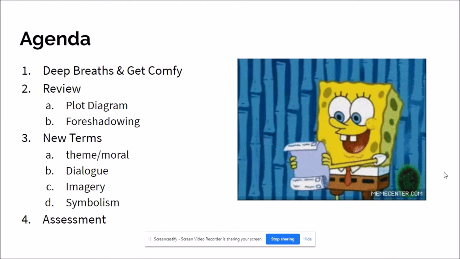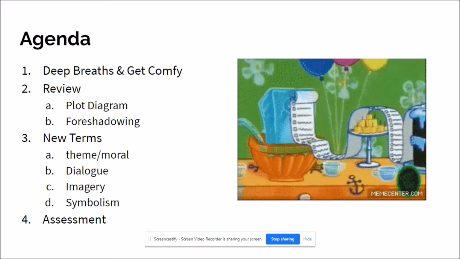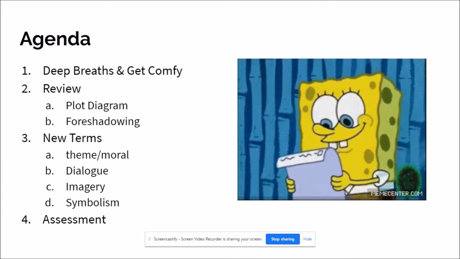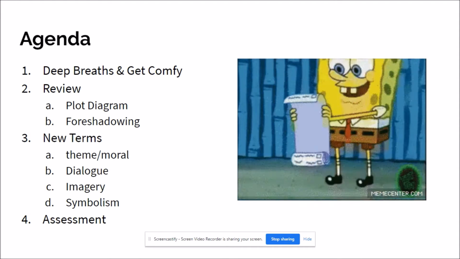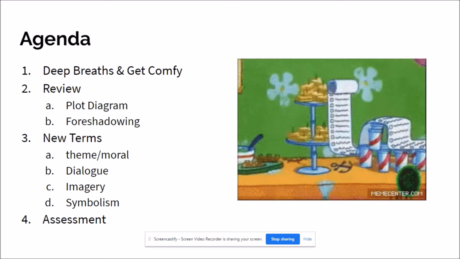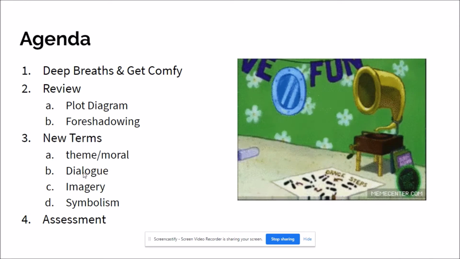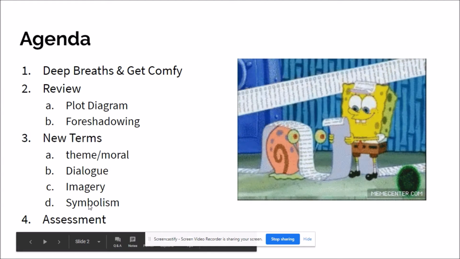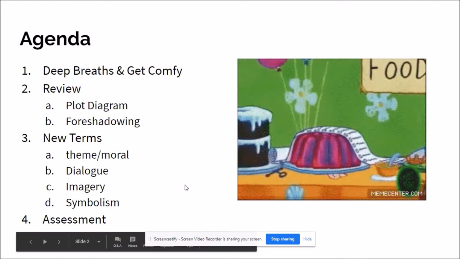So what we're going to cover today is we are going to review the plot diagram and foreshadowing. And then we have some new terms that we want to cover. And some of these might actually be review as well. But we're going to talk about theme and moral. We're going to talk about dialogue, imagery, symbolism. And then after you're done with this whole video, there will be a quiz for you guys to take.